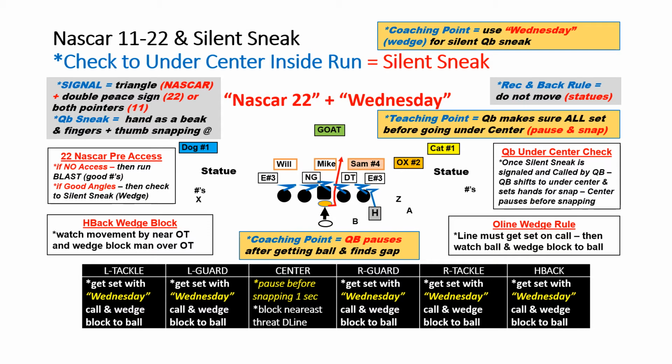Our next check is we can go under center and just run a quarterback sneak, which is part of our core silent sneak. So again, it would be NASCAR 22. Quarterback's going to look and see at the OC. OC gives the silent sneak Wednesday signal, and the quarterback then just says Wednesday, Wednesday. He moves up under center, and we run our silent sneak.